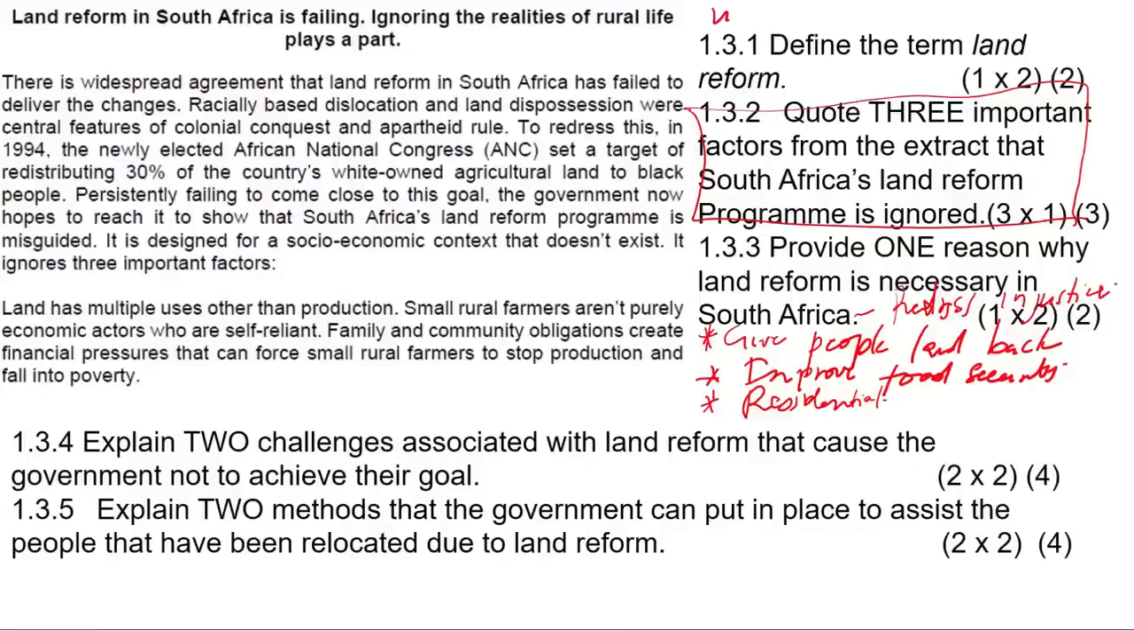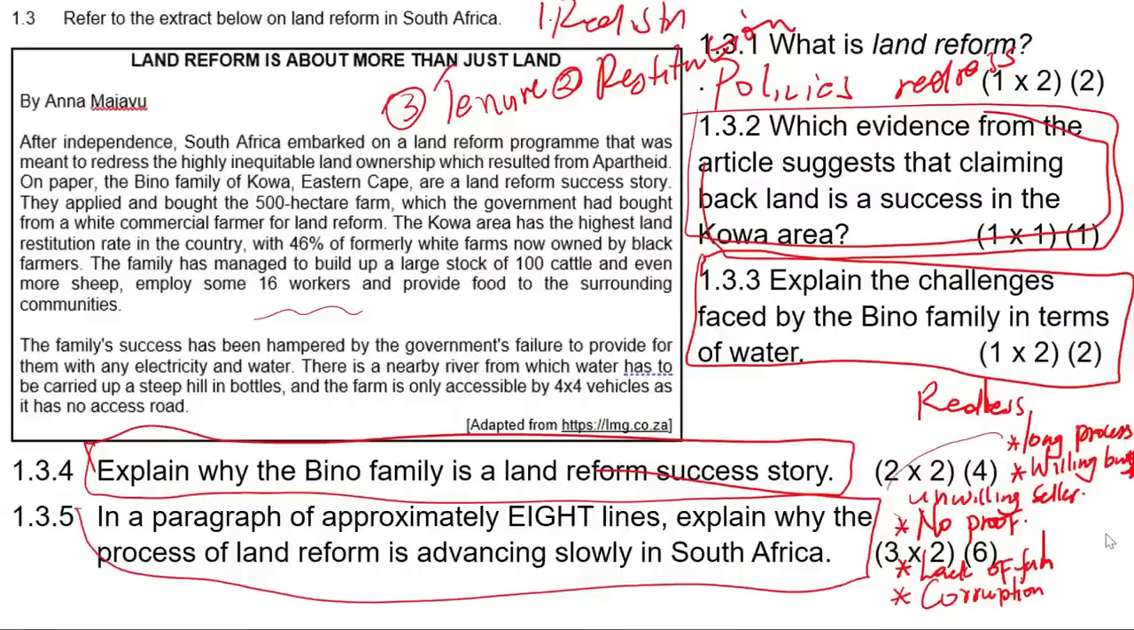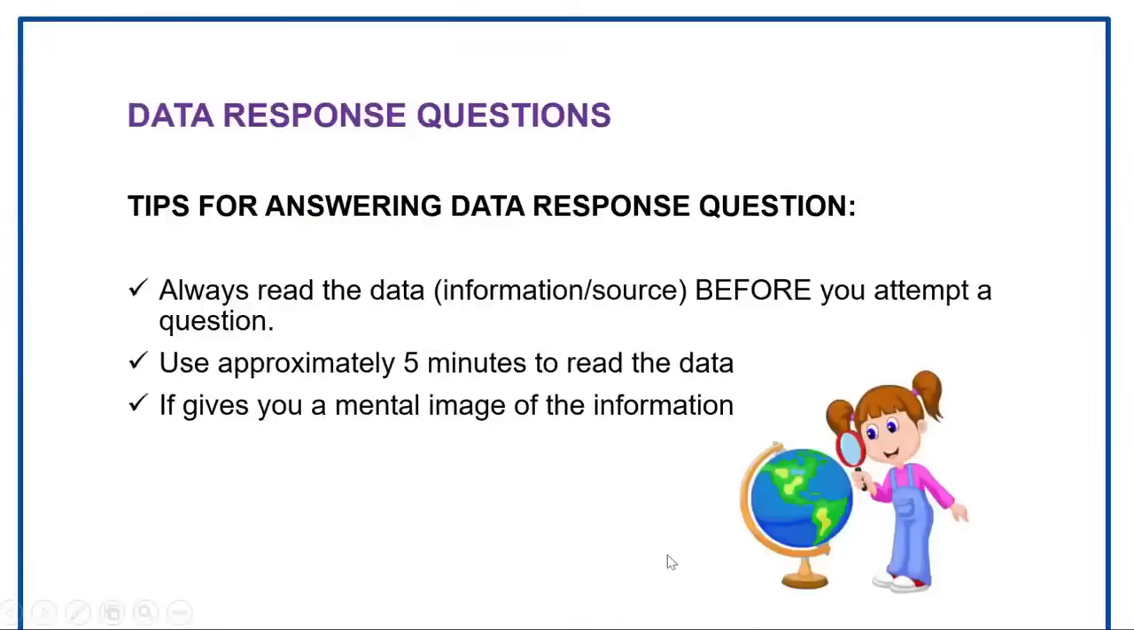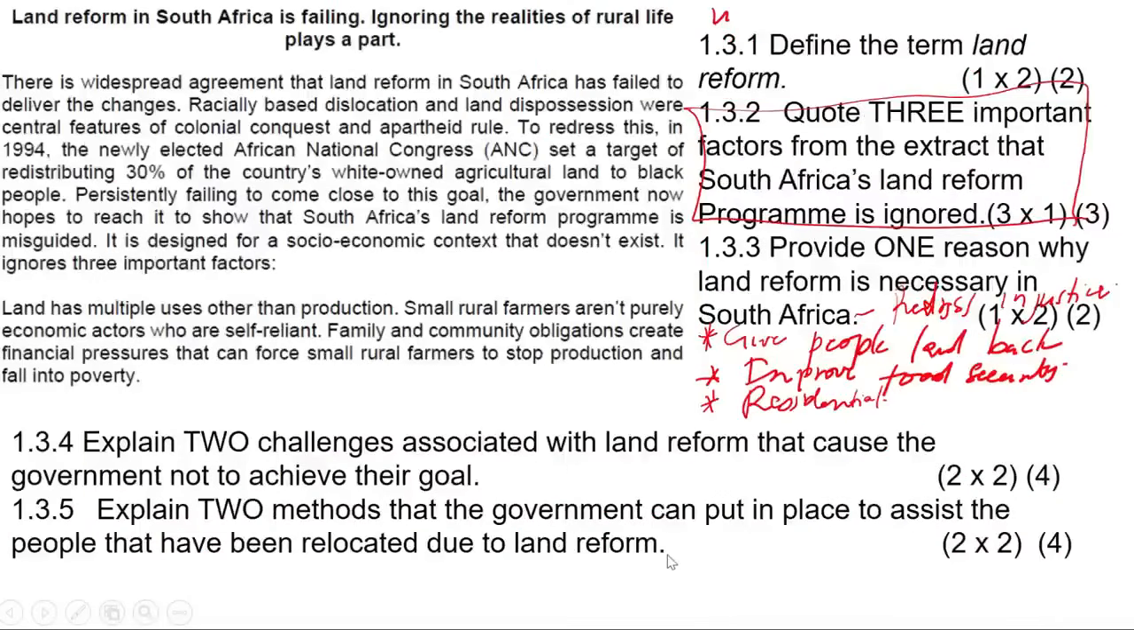Explain challenges associated with land reform that cause the government not to achieve their goal. So here you just go back. It is the same question in a paragraph of approximately 8 lines. Explain why the process of land reform is advancing slowly. So this question is the same here. Explain 2 challenges associated with land reform that cause the government not to achieve their goal. So it's the same question.